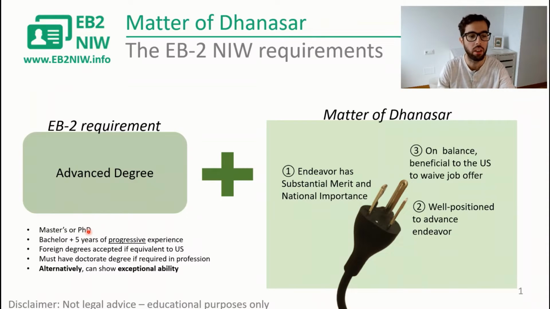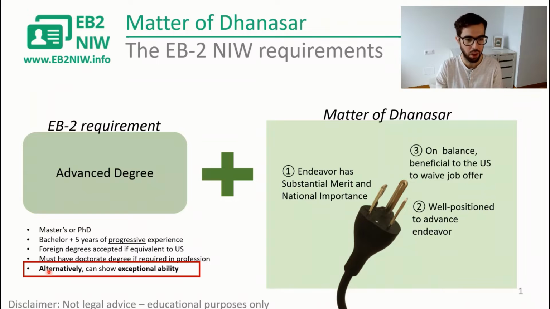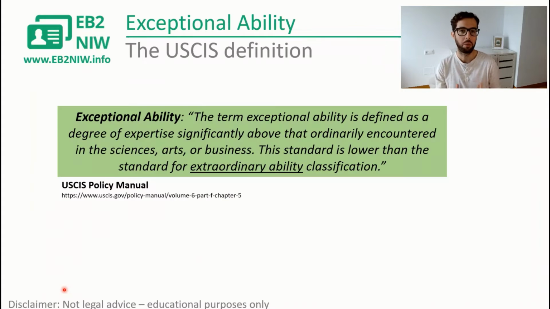One alternative way is if you have a bachelor's and 5 years of progressive experience, meaning that you can show that you have grown in your profession, in your occupation, and you can do that with letters from your current or past employers. You also can show that you have exceptional ability if you don't have a master's or PhD or even a bachelor's. Today we're going to cover that, so that's why I have it highlighted here. We're going to talk about exceptional ability in more detail because in previous videos we didn't really get too deep into it. So what is exceptional ability?